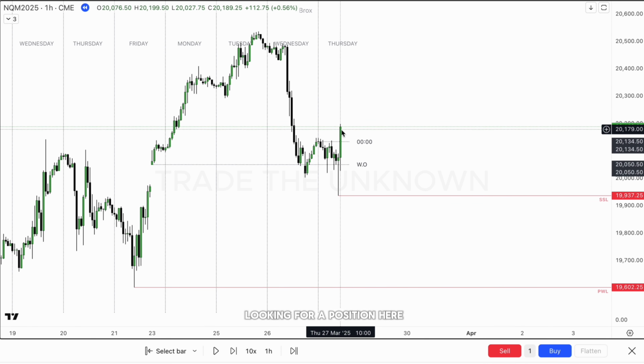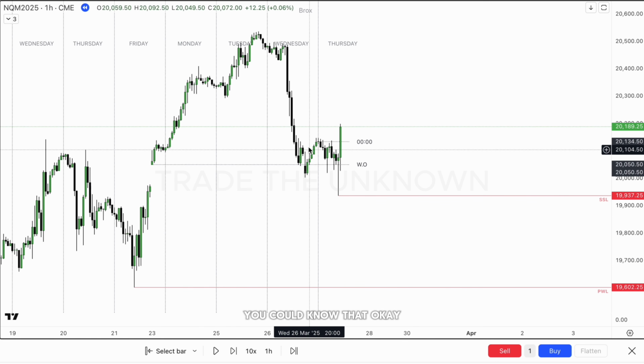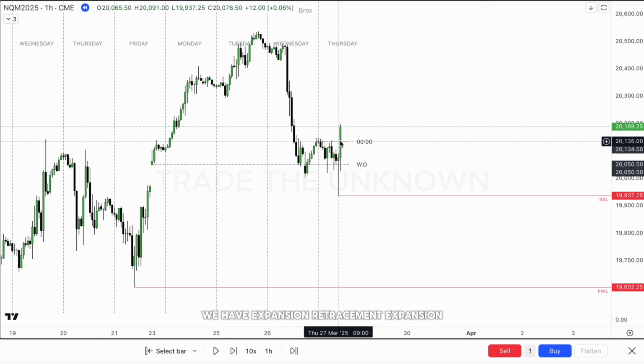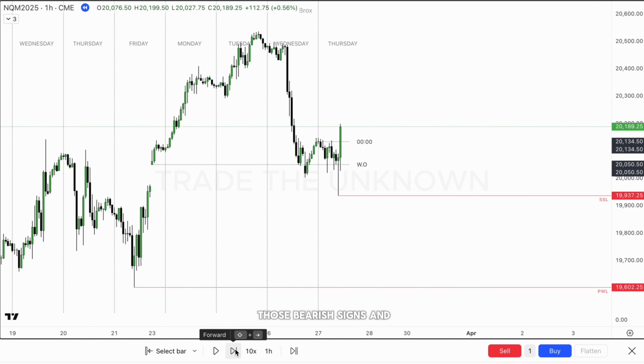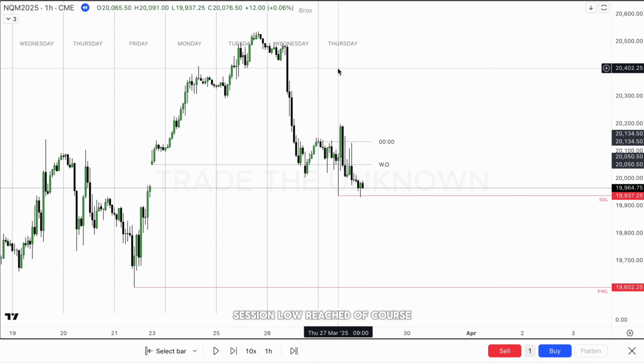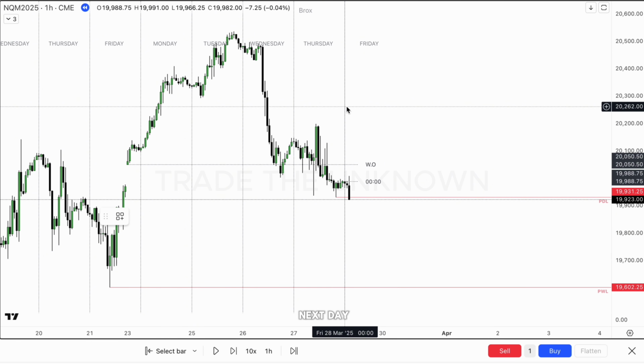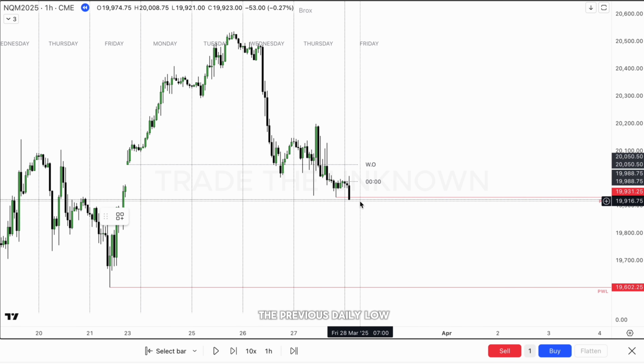And if you're looking for a position here, you could know that, okay, like I talked about on the daily chart, we have expansion, retracement, expansion. So you look for those bearish signs, and what does price do? Session low reached. Of course, it was reached a little bit later than what you would normally trade. So going into the next day here, you can see that already inside of the London session, we have taken out the previous daily low.